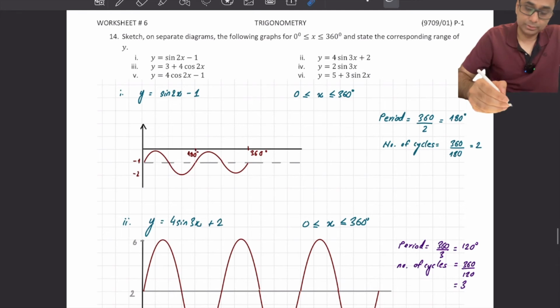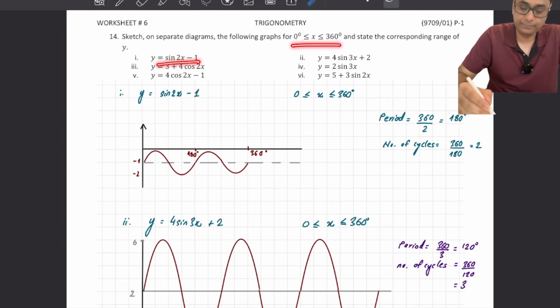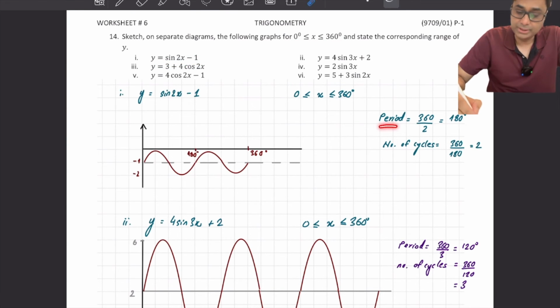Moving on with an example, let's say I have to sketch a graph of sine 2x minus 1 for 0 to 360 degrees. Now, the period is going to be 360 upon 2, and that's going to be 180 degrees. So I know that for this particular graph, the period is 180 degrees. I have to sketch it till 360 degrees. So the number of cycles is going to be 360 divided by 180, and that simplifies to 2. So I know I'm going to have to make two cycles.